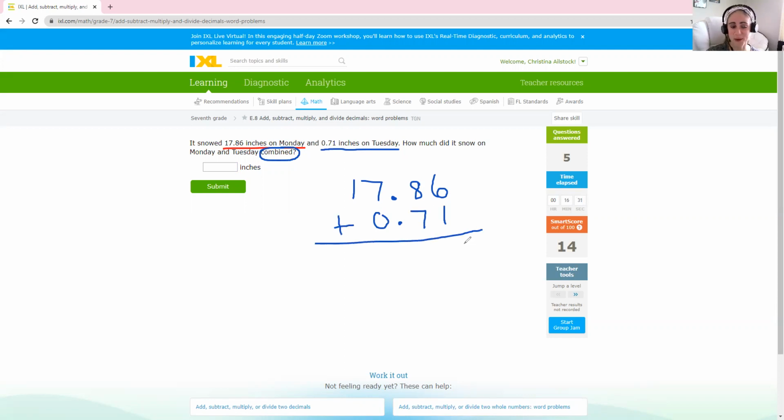All right, let's add them up. 6 plus 1 is 7. 8 plus 7, 15. Remember to write the 5 and carry the 1. Bring down your decimal point. 7 plus 0 is 7. Also add that 1 that we carried, 8. And then 1 plus 0 is 1. So in all, it snowed 18 and 57 hundredths inches.